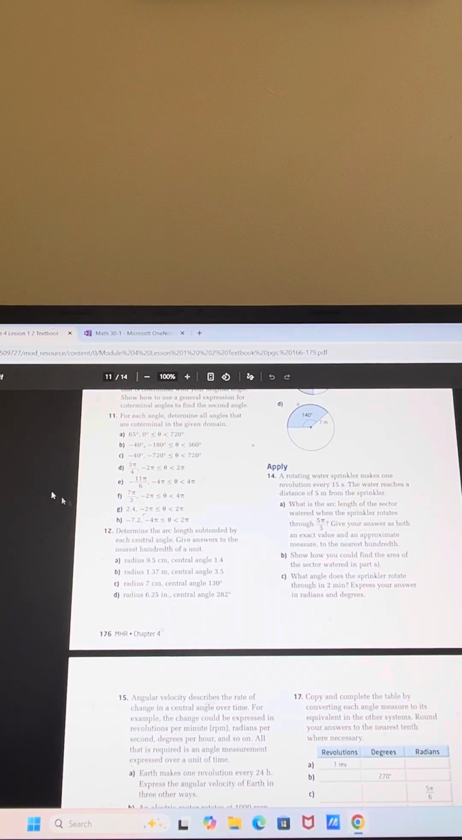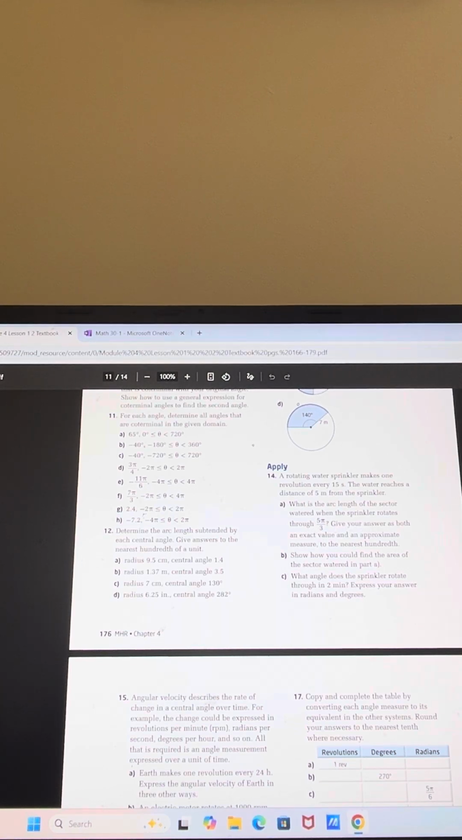Okay everyone, so today we're going to be exploring question 14 of the Module 4 Lesson 1 and 2 textbook assignment. So this is going to be a lesson for Lessons 1 and 2 of Module 4. So question 14. A rotating water sprinkler makes one revolution every 15 seconds. The water reaches a distance of 5 meters from the sprinkler. We are asked to find the arc length when the sprinkler rotates through 5 pi over 3.